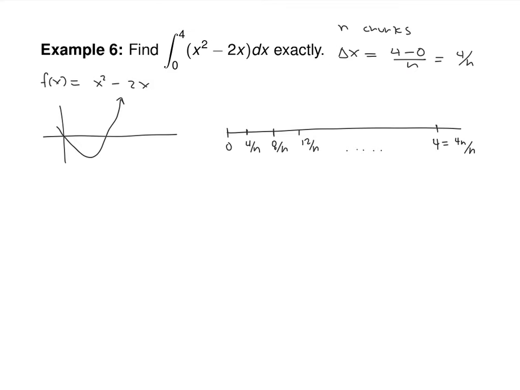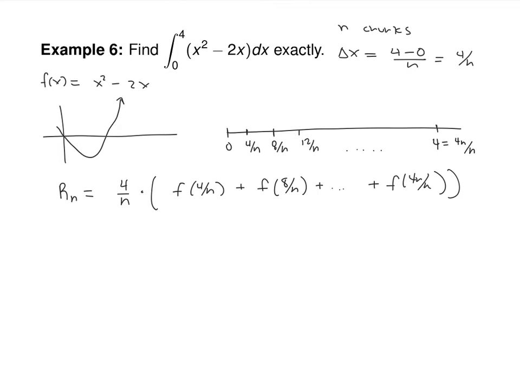That always kind of freaks me out. It freaks me out too, okay? So don't worry about it. So then the right sum, what is the common width of every single interval? 4 over n. And then you plug those things into the function, right? So we're going to have f of 4 over n plus f of 8 over n up to f of 4n over n. Does that make sense?